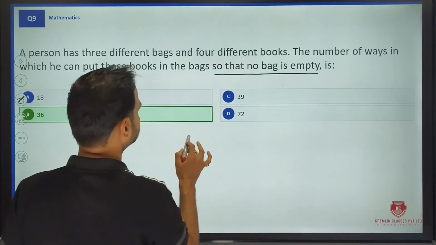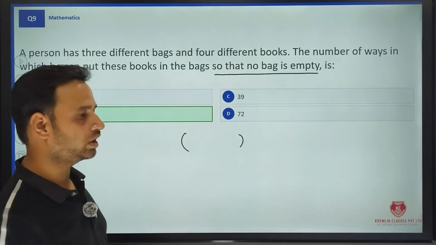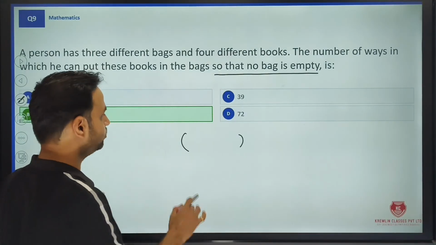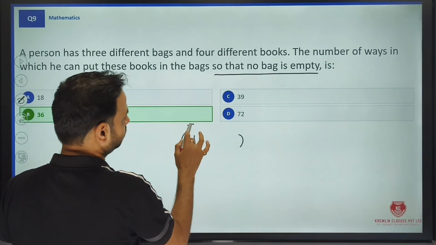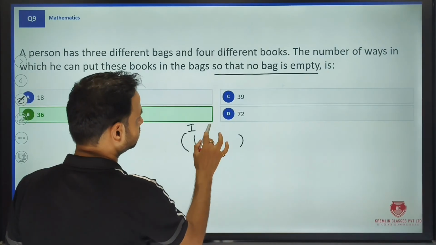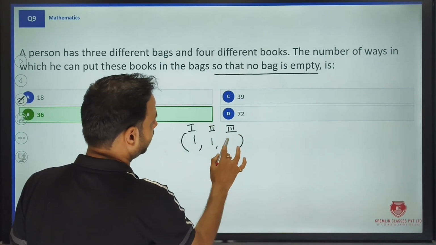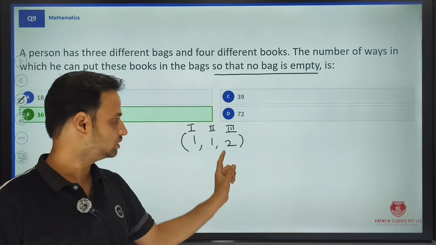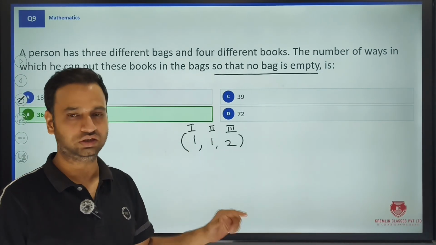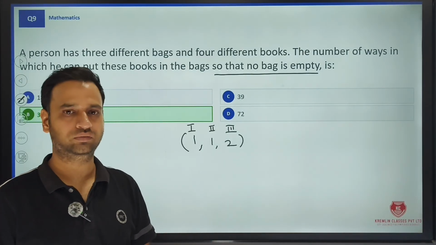So let us see, there are 3 boxes. So how can one box not be empty? No box should be empty. Let us say I am putting one book in the first bag, one book in the second bag, and in the third bag I am putting 2. I can also juggle in between these, 2 in this, 1 in this, 1 in this. I can form many pairs. So this is the division.